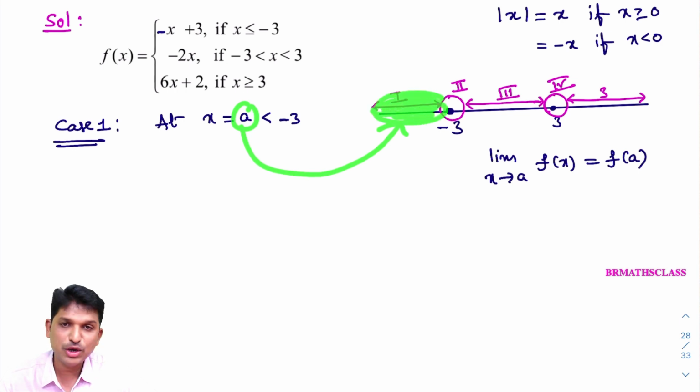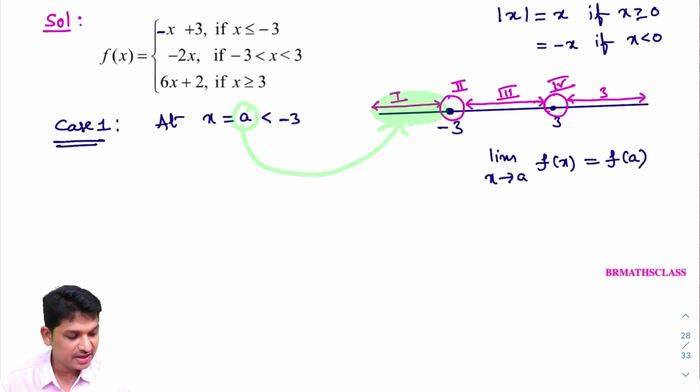Can I take a as -100? Yes, because -100 is in this zone. Can I take a as minus 1? No, you cannot take it. Minus 1 is not in this zone. So here a is any number which is less than minus 3. I need to check the continuity.